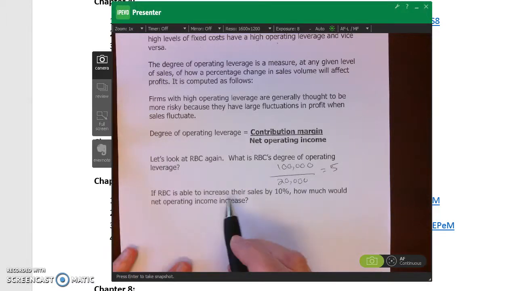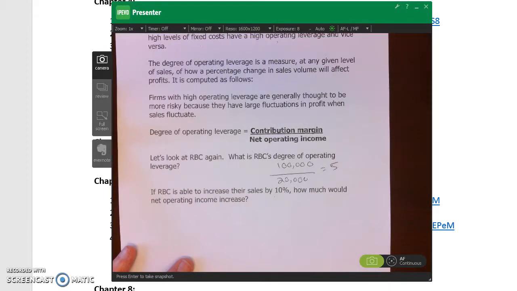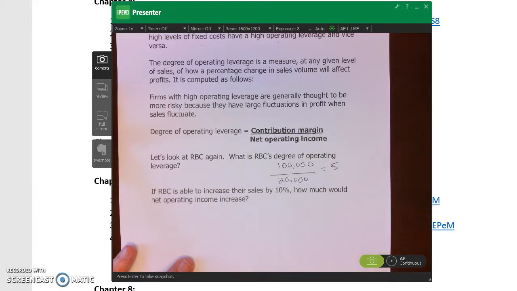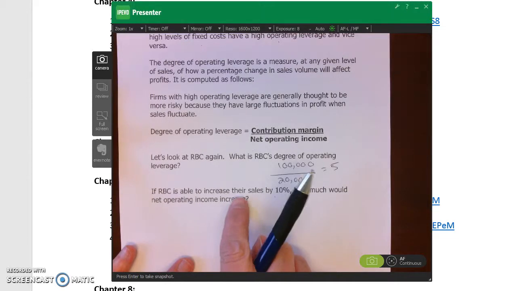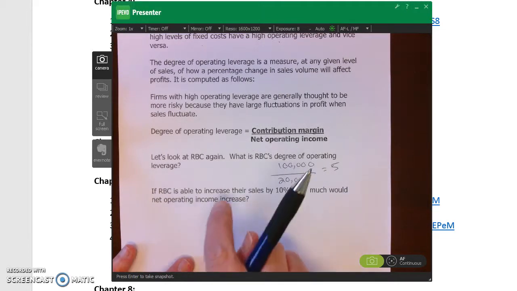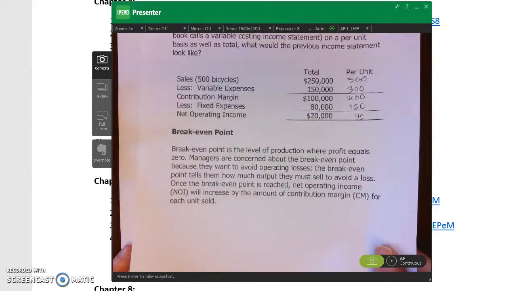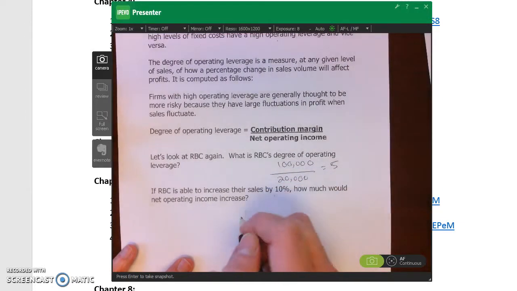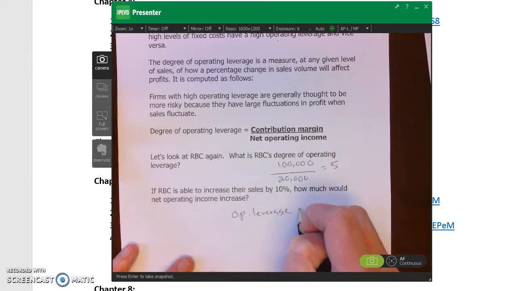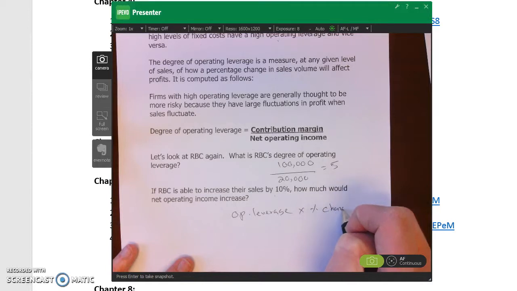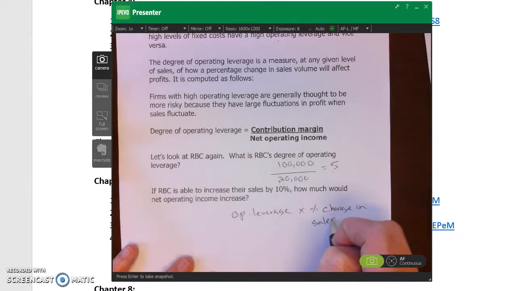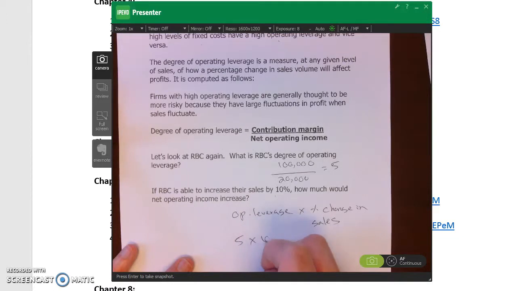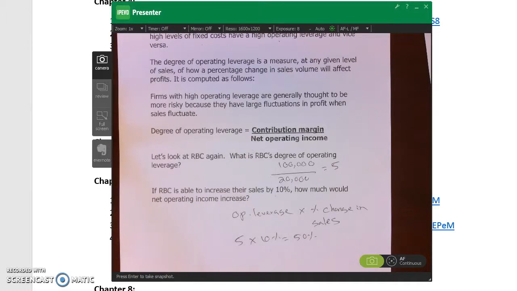So if RBC increases their sales by 10%, how much will net operating income increase? It would be a good idea for you to stop the video right now and just give this a try. You can do it the long way over here by looking at the comparative income statement, or I'm just going to show you the shortcut way. The shortcut is to take your operating leverage times the percent change in sales. So in this case, 5 times our 10% equals 50%. Income will increase by 50%.